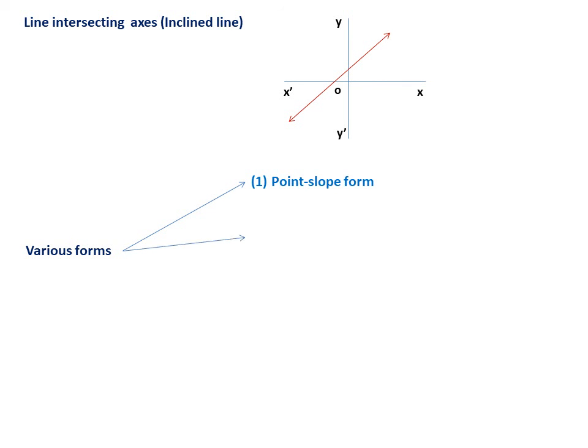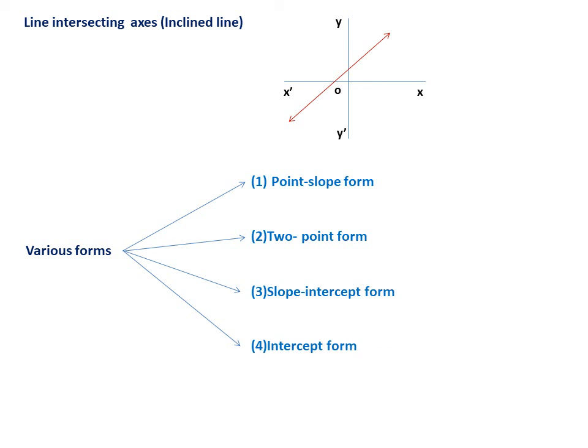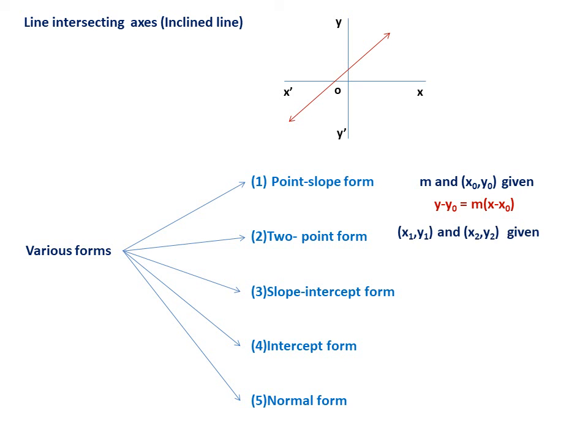A line intersecting the axes, that means both the x-axis and y-axis, is called the inclined case. So the line is like this. Then how many different forms did we study? The first one, point slope form. Second one, two-point form. Third one, slope intercept form. Next one, intercept form. And the fifth one, normal form. And what is the equation? You have to remember. The condition here is m is given, (x0, y0) is given. The equation is y minus y0 equals m into (x minus x0).